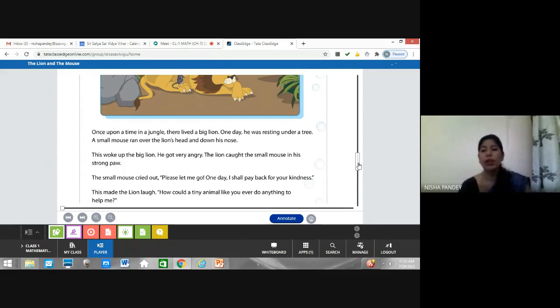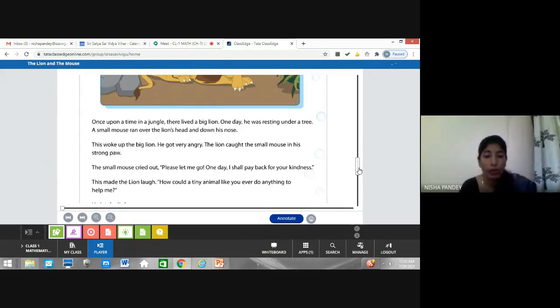The lion woke up, jag gaya, and he got very angry because he was taking rest and somebody was disturbing him without asking. So the lion caught the small mouse in his strong paw. Usne apne panjon mein, paw means panjon mein, usko pakad liya. The small mouse cried out, "Please let me go. One day I shall pay back for your kindness."